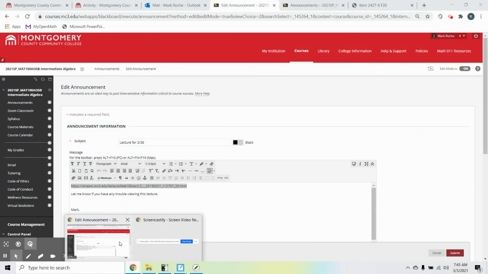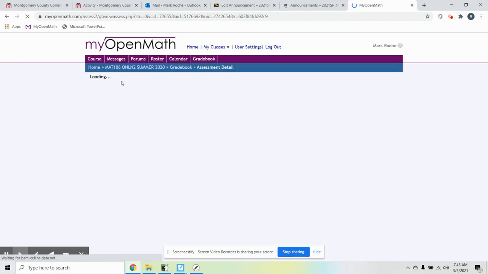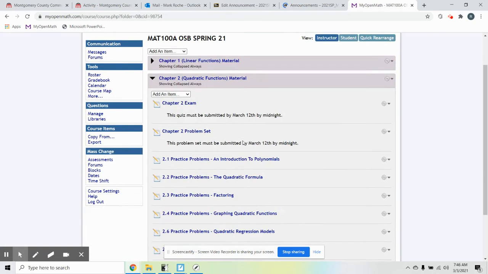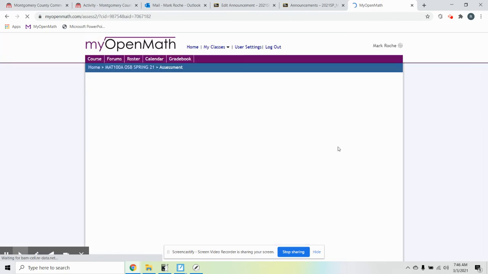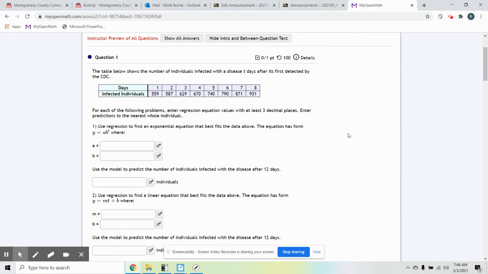So let's go. I'm going to copy one from my open math. Let's see here. No, not this. Let's do 100. I will go to the practice problems, quadratic regression models. We'll just do teacher preview. Okay, so this first one here, you're plugging in your data. Your data for L1 is going to be days. Your data for L2 is going to be infected individuals. And then you're just going to fill in the values accordingly.